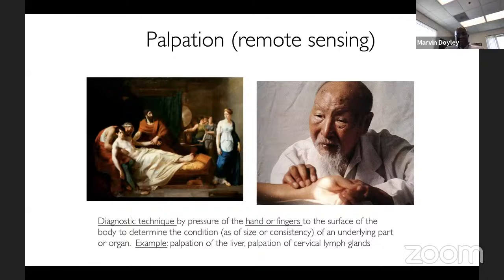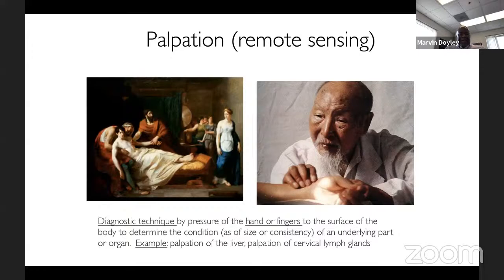Doctors still do that. Many of us, when we go to do a physical examination, what you'll find is that the doctors will palpate. And what they're really trying to do, by using their fingers, is apply a pressure using the fingers or the hand, and then based on that, determine what's wrong with an organ below the surface. So it's kind of like remote sensing, okay?